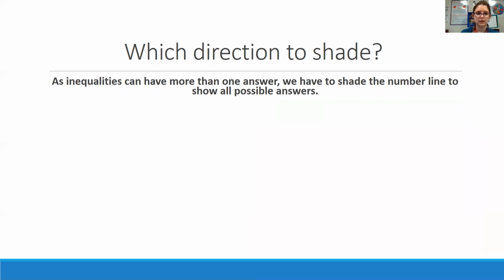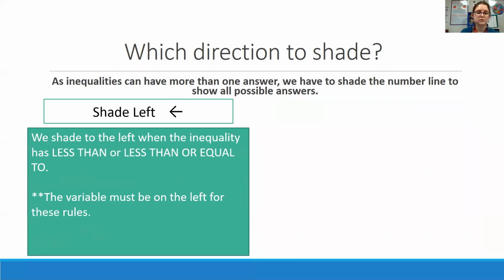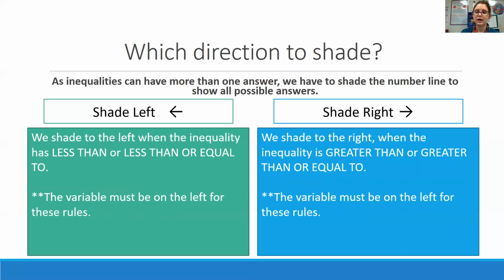So which direction can we shade? As inequalities have more than one answer, we have to shade the number line to show all possible answers. The first option is to shade to the left, and we shade to the left when the inequality has a less than or equal to. This is only true if the variable is on the left side of the inequality. We shade to the right when the inequality is greater than or equal to. Again, this is only true if the variable is on the left side of the inequality.